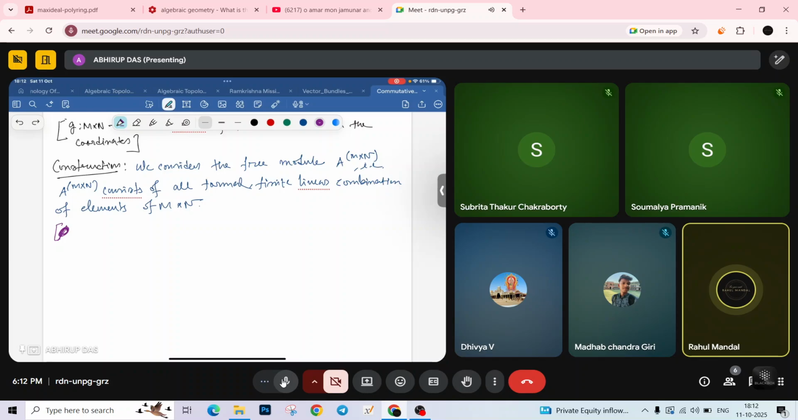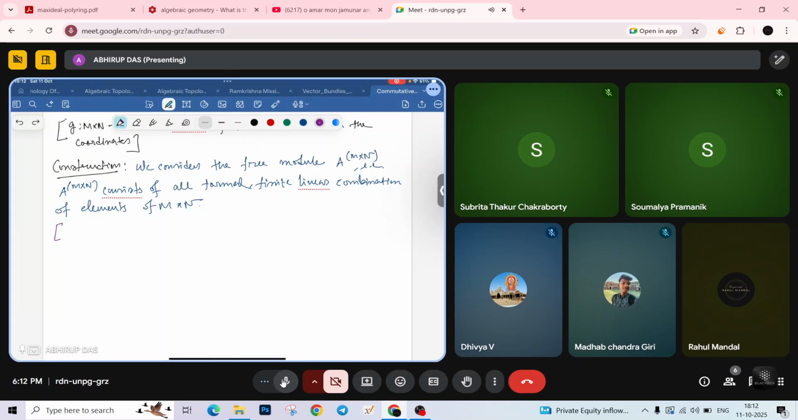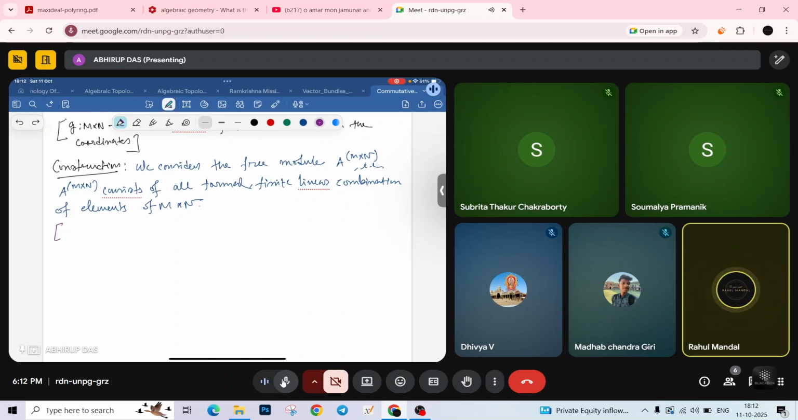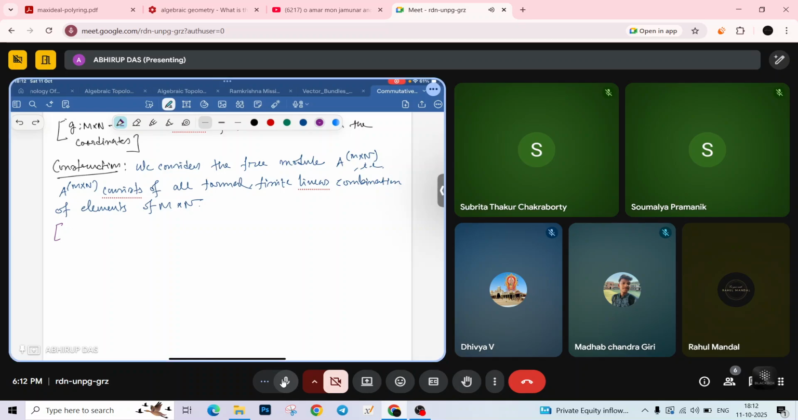So A1 M1 plus A2 M2, where A1, A2 belong to A. I mean, sorry, A1 (M, N) plus A2 (M, N). This type of linear combination. Exactly. So you see, you will probably get something like this, like Rahul was saying, elements of this type, (mi, ni), sum over i, where this sum is finite.